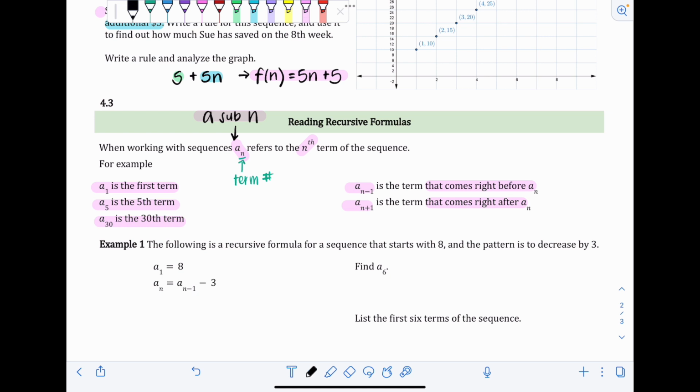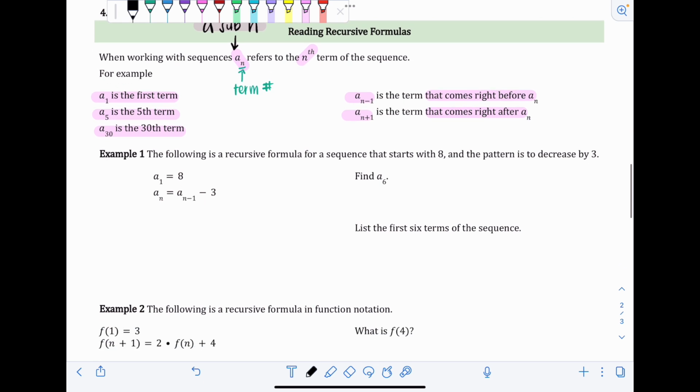So let's say for example, and you don't need to write this, I'm going to erase it, let's say n is 3. Then I would put a 3 in for both of these, and the term that came right before A sub n would be A2, and the one that came right after would be A4, because you'd be adding 1 or subtracting 1 to the term number.